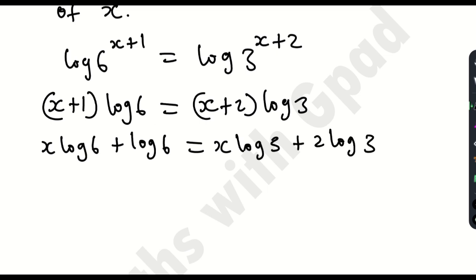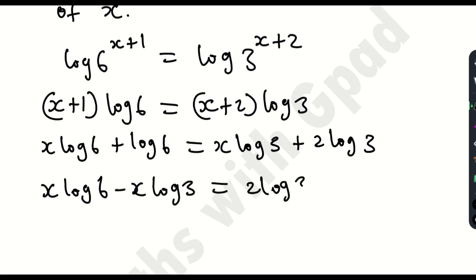So what I want to do next is to collect like terms. The terms that have x in them, I'll put them on one side, and the ones that don't have x in them, I'll put them on the other side. So let's transpose x log 3 to the left hand side. I'm going to have this x log 6. Then if you move it over to the left hand side, you have to change the sign. So it's going to be minus x log 3. And do the same thing here. This will be 2 log 3. Then transpose log 6 to the right hand side, you have minus log 6.